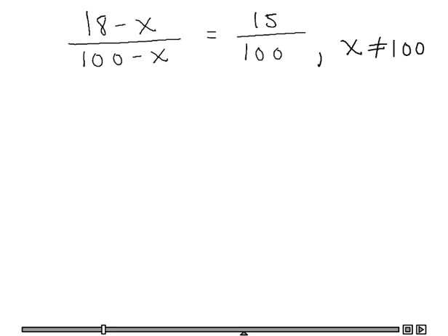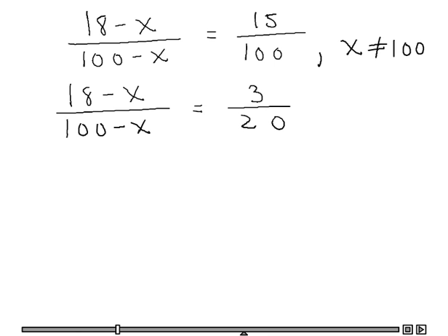The other thing we might consider doing is reducing the fraction 15 over 100 to make our work a bit easier and the number smaller. So let's do that. If we divide both the 15 and 100 by 5, we can see that that fraction will reduce to 3 over 20. So we'll next cross multiply, and we will have then 20 times the quantity 18 minus x is equal to 3 times the quantity 100 minus x.